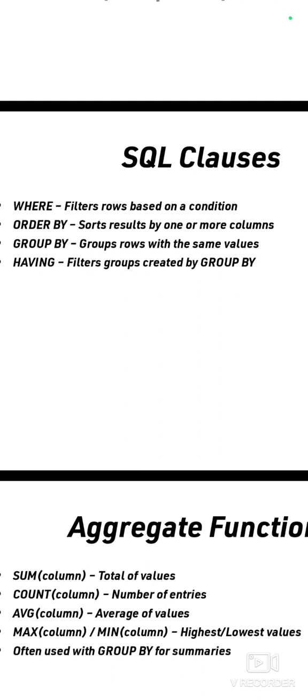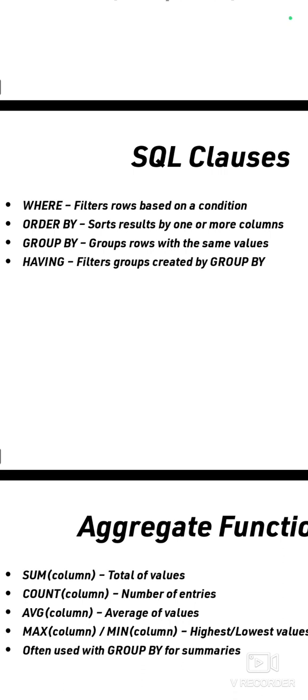Types of SQL clauses. There are four types. First one is WHERE, second one is ORDER BY, third one is GROUP BY, fourth one is HAVING. First one is WHERE. WHERE is used to filter records that meet specific conditions, such as retrieving employees with a salary greater than 15,000. Second one, ORDER BY, helps in sorting the retrieved data in ascending or descending order, such as sorting students based on their marks.